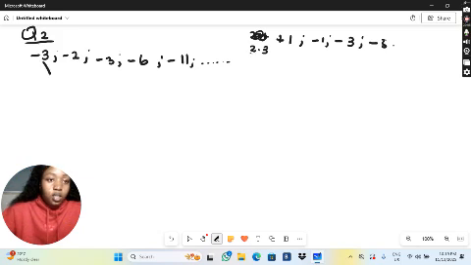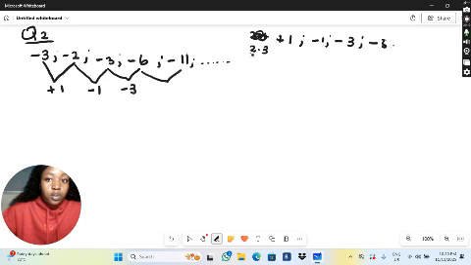Let me just do it so that those who have forgotten will get it. So here we are going to obtain a positive 1, and then here we are going to have 1, and then here we're going to have a negative 3. Here we're going to have a negative 5. This is the first difference.